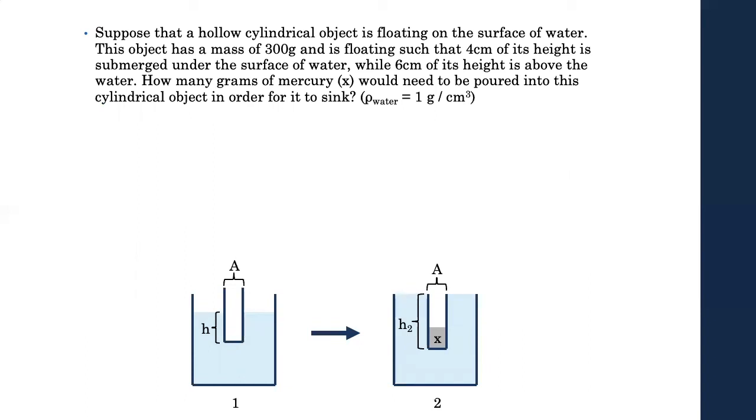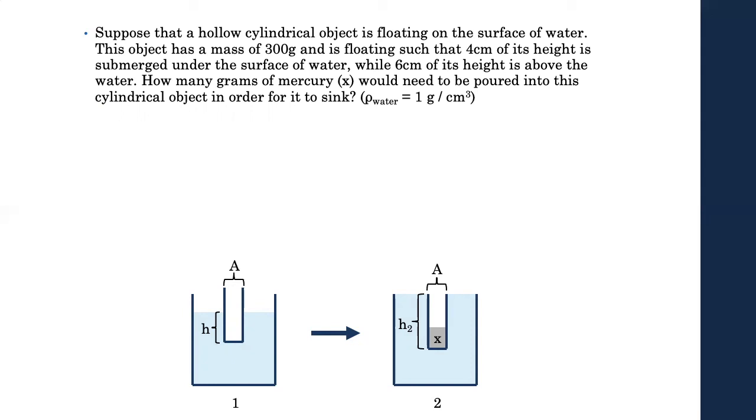Suppose that a hollow cylindrical object is floating on the surface of water. This object has a mass of 300 grams and is floating such that 4 centimeters of its height is submerged under the surface of water, while 6 centimeters of its height is above the water. How many grams of mercury, which I'm representing as X, the gray, would need to be poured into the cylindrical object in order for it to sink? And I've given you the density of water there: 1 gram per centimeter cubed.